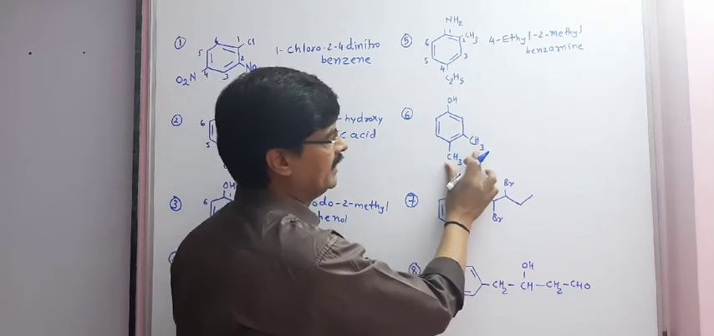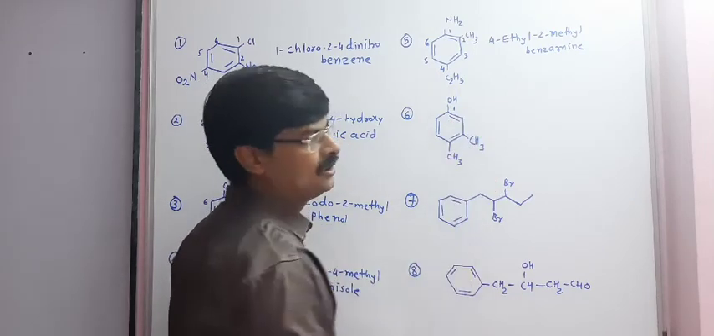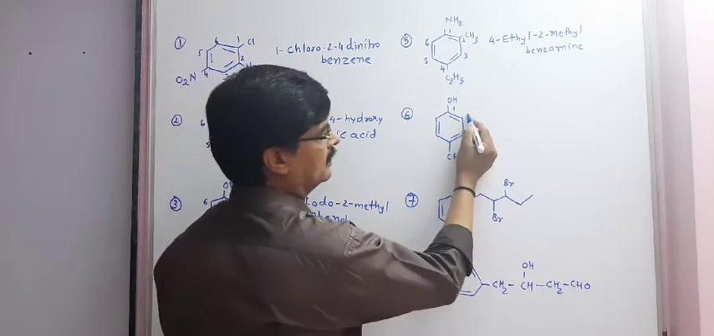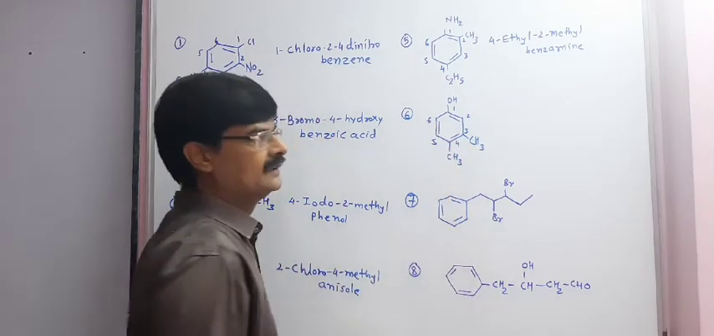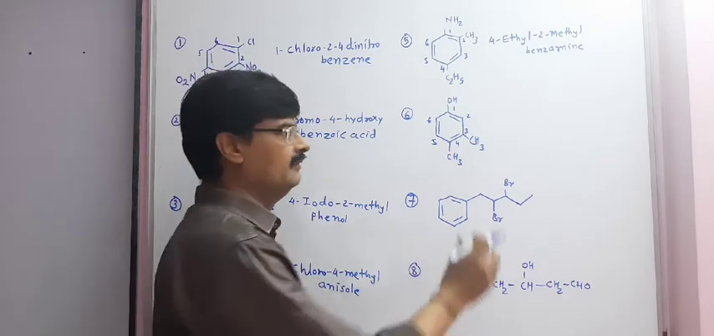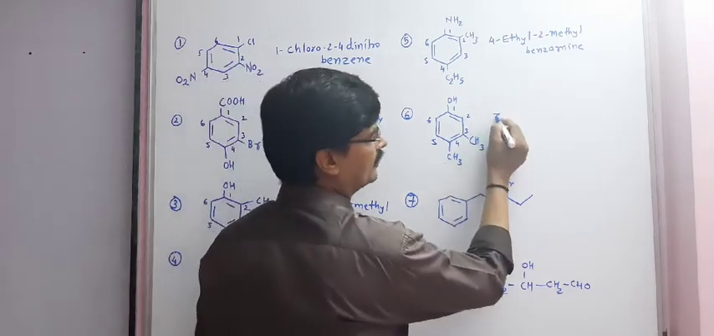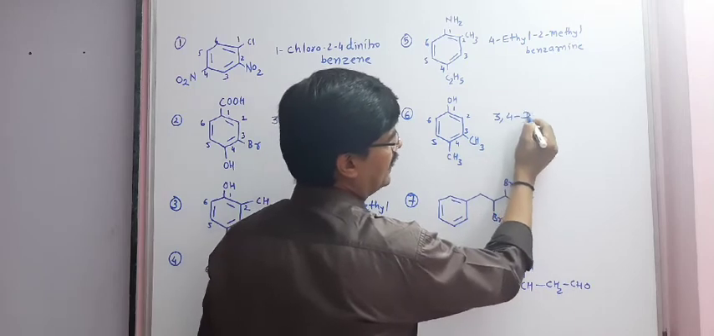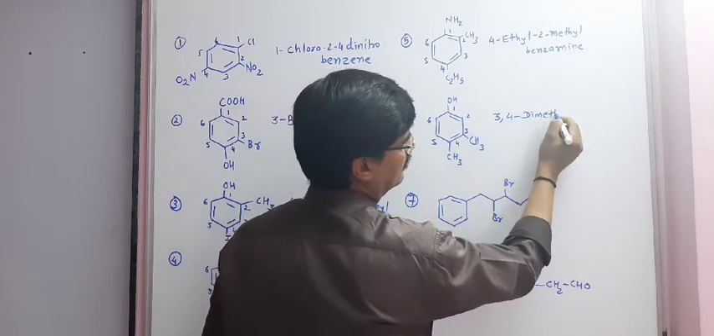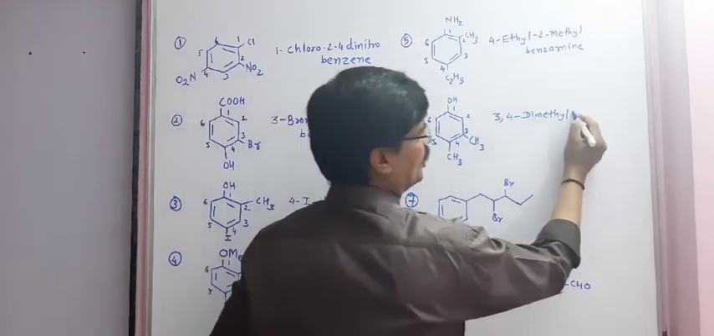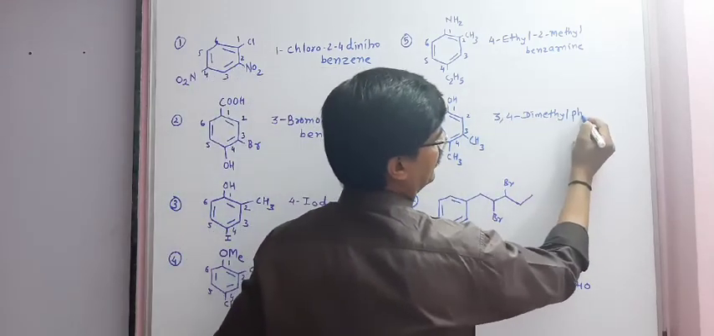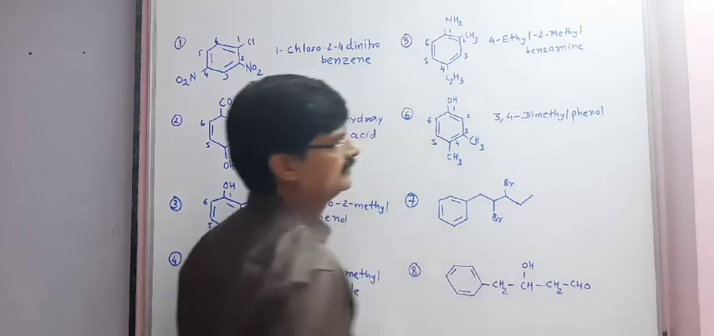Now for the next case, the sixth one, we have an OH functional group and 2 methyl groups are also present. That is why giving number 1 to the OH carbon, then 2, 3, 4, 5 and 6. On 3 and 4 we have a methyl group 2 times. So 3,4-dimethyl, and because of the presence of OH it is phenol.